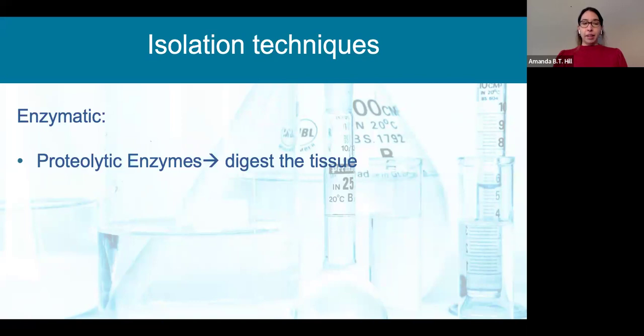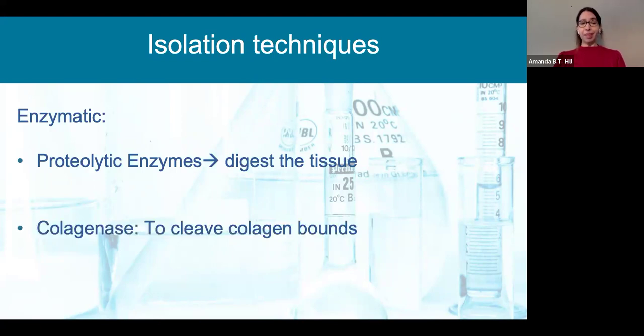And there are a lot of ways that we can extract those cells from the tissue. So we use the collagenase, as I said before. It's one of the most used methods, the enzymatic one, in which we use a proteolytic enzyme to digest the tissue. In this protocol in particular, as I said, we use collagenase to cleave the collagen bonds, and then the cells are released from the tissue matrix.